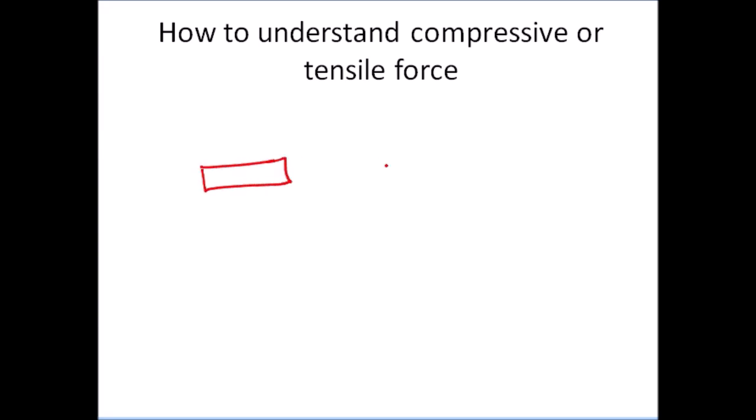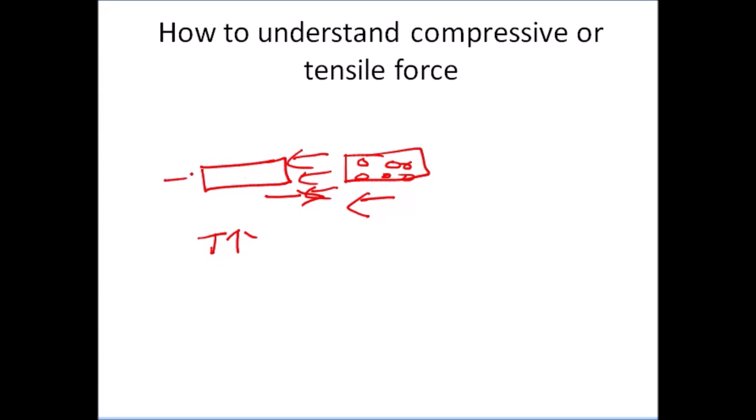Say this is the track, and this is the ballast, with longitudinal ballast resistance. Now when temperature increases, the track wants to expand, but this longitudinal ballast won't allow it to expand, and it will start applying a force like this. This force is called compressive force. So when temperature increases, compressive forces are developed inside the track.